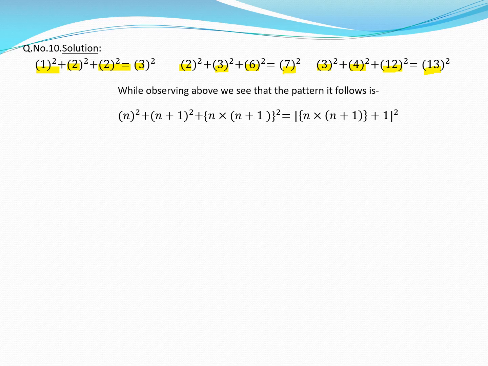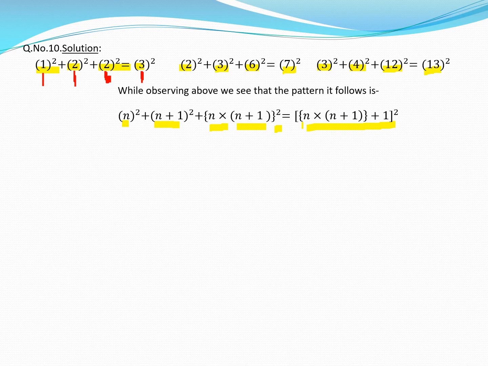So when we observe, we see the pattern as n square plus (n plus 1) whole square plus (n into n plus 1) whole square equal to (n into n plus 1 plus 1) whole square. The pattern follows this. To understand this in simple terms, just see the first number and take it as n. That's 1. Now when you take this 1 as n, n plus 1, that is 1 plus 1, is 2. And when you multiply 2 into 1, you will get 2. And your right hand side is 1 more than this 2.